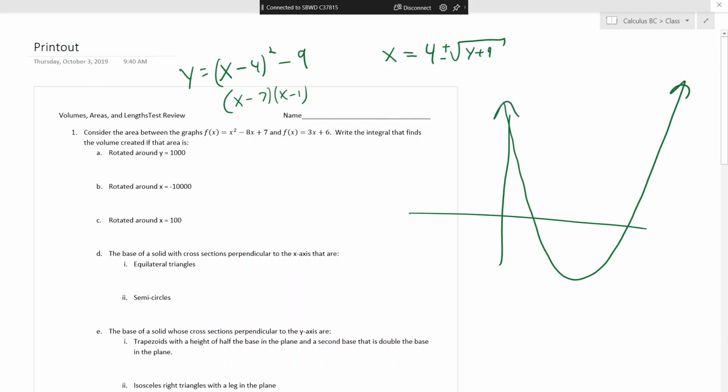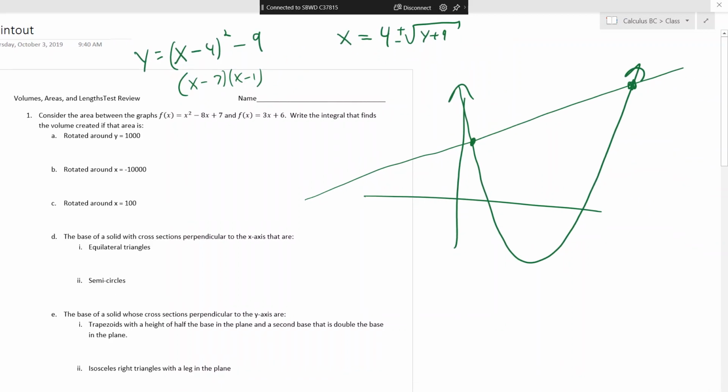And 3x plus 6? I don't know, I like that. Is that like this? Okay. What are these points here? Help me out. Oh, they're weird?